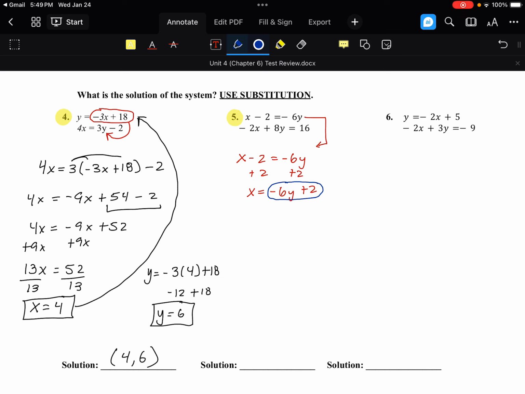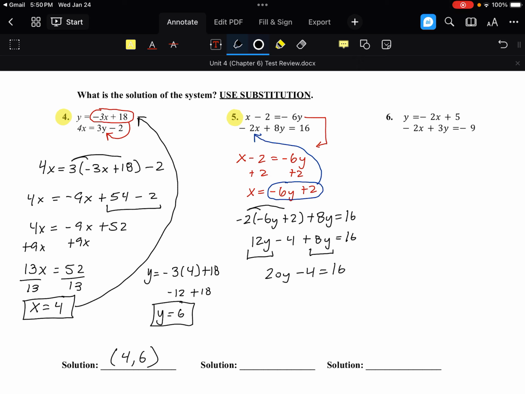I'm going to take what x equals in this equation, and plug it in for x into the second equation. So now I'm rewriting that second equation. Negative 2 times negative 6y plus 2 plus 8y equals 16. I'll then distribute the negative 2. So that's 12y minus 4 plus 8y equals 16. Combine like terms. So 12y and 8y, that's 20y minus 4 equals 16.